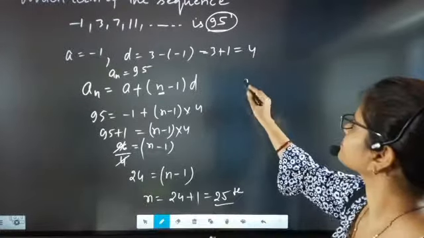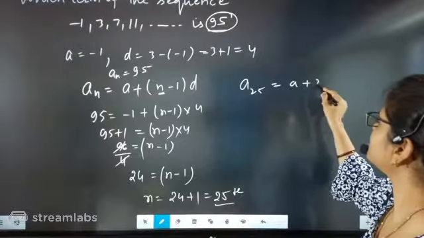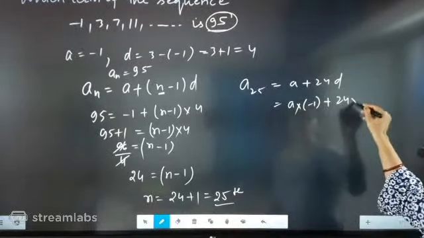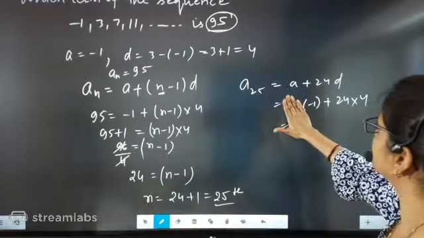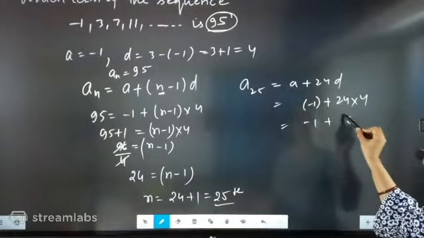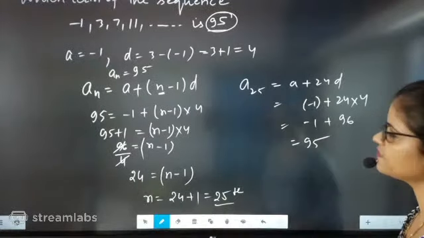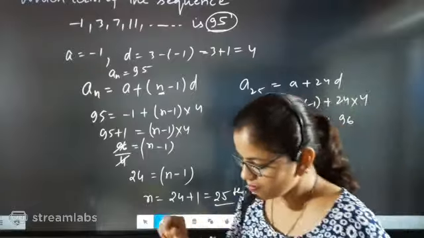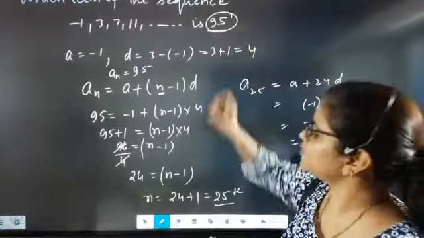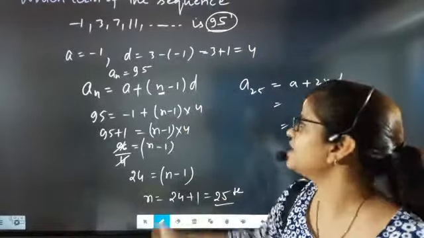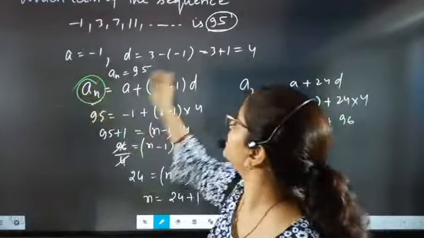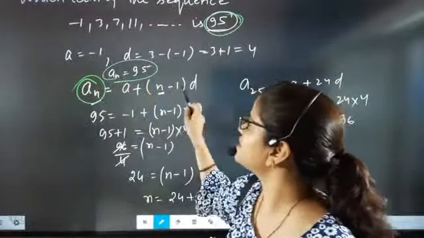So let's see. A25 is A plus 24D. What is A? A is minus 1 plus 24 into 4. So here A is minus 1. So minus 1 plus 4 4s are 16, 4 2s are 8, 1, 9, 96. It is coming 95. Understood or not? So beta, when these types of questions come, then 95 you are going to take as an. See this part, and then you have to find n.